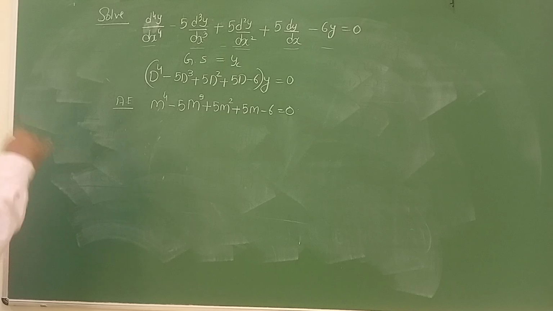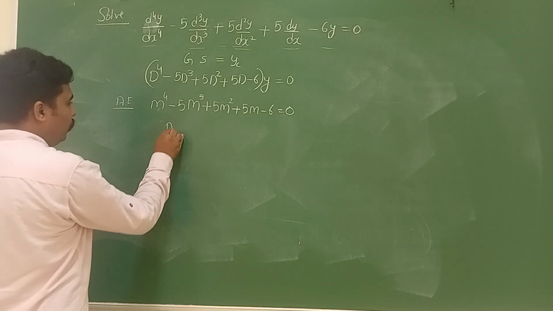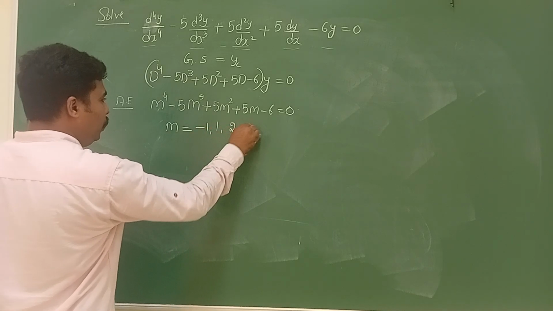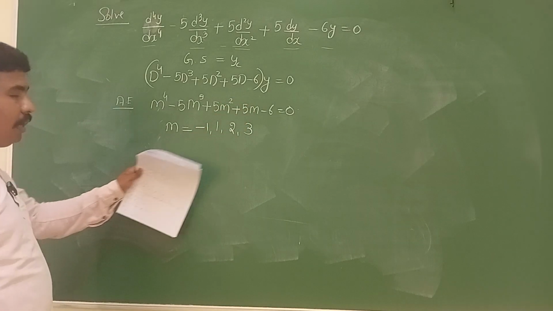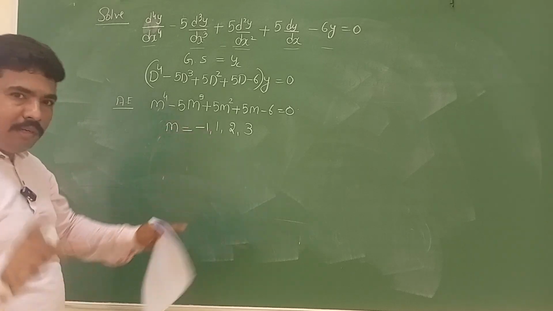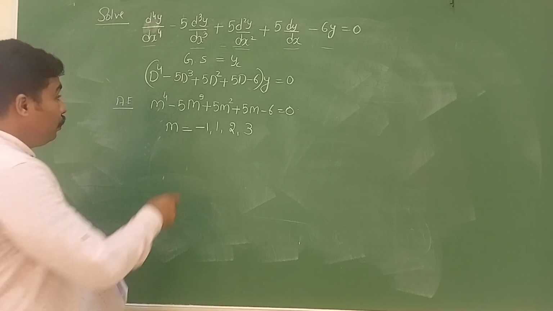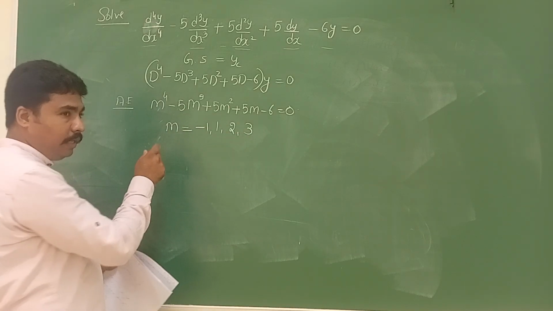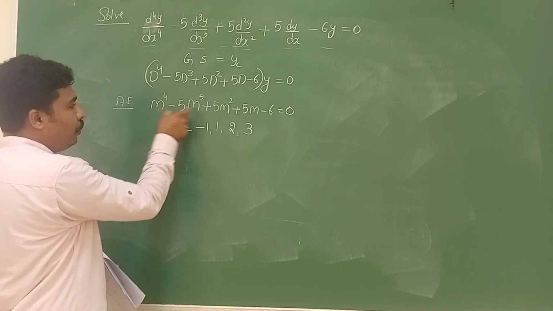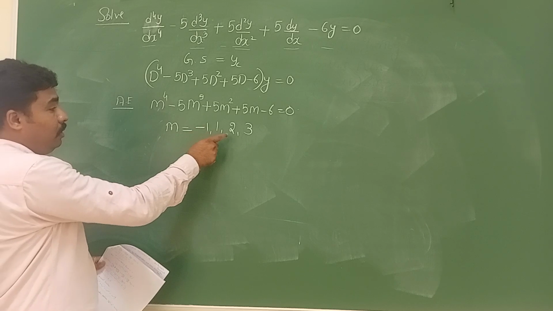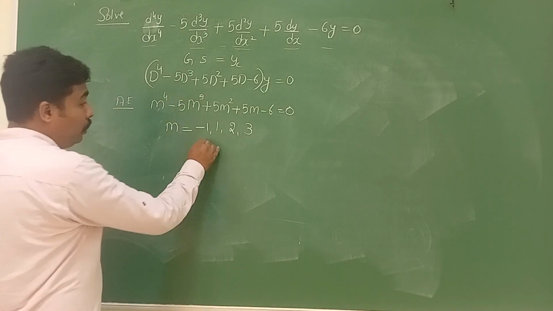If we solve this, we will have 4 roots. Those 4 roots we have to write. m equal to minus 1, 1, 2, 3. Here I am writing everything since it is an introduction class. I am just explaining how to write the general solution. In the next session I will explain how to find the fourth root and cube root manually. After solving, we get minus 1, 1, 2, 3. Again, all the roots are what?